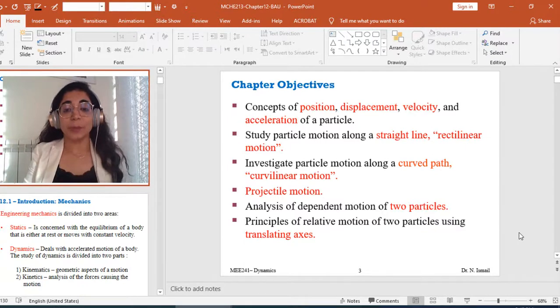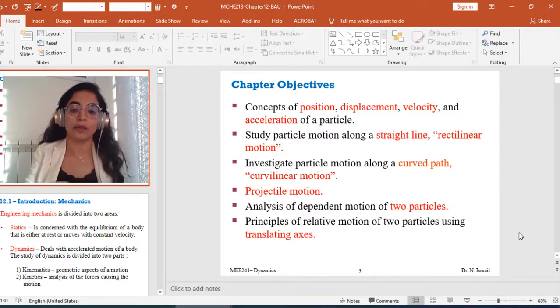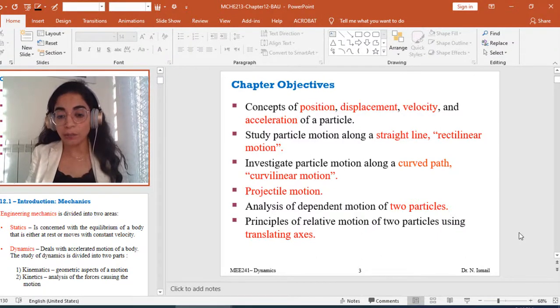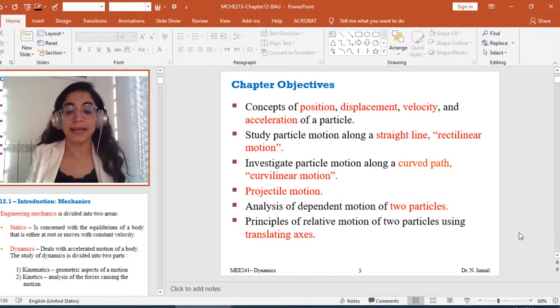After ending this chapter, you have to make sure that you know the concepts of position, displacement, velocity, and acceleration. You are able to do the study of a particle motion along a straight line, which is called rectilinear motion, along a curved path, which is called curvilinear motion, the projectile motion, and then you can do the analysis of the dependent motion as well as the relative motion.